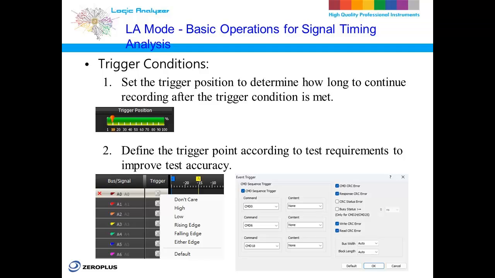Edge trigger: trigger recording when there is a change in signal level, either rising edge or falling edge. Pulse width trigger: trigger recording when the signal duration reaches a set threshold. Logical condition trigger: set a trigger based on logical combinations of multiple signals. For example, trigger recording when certain signals meet specific conditions simultaneously. Event trigger: trigger recording when the bus matches a specific packet or encounters a particular error.